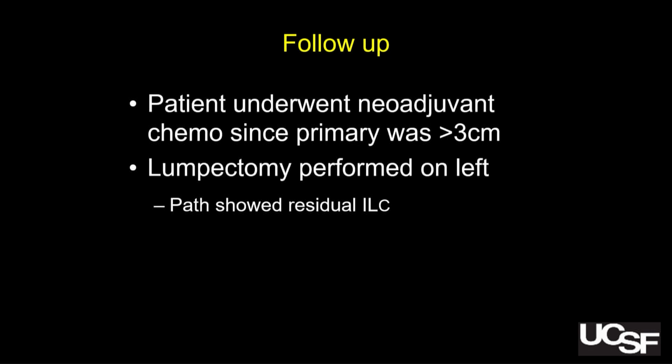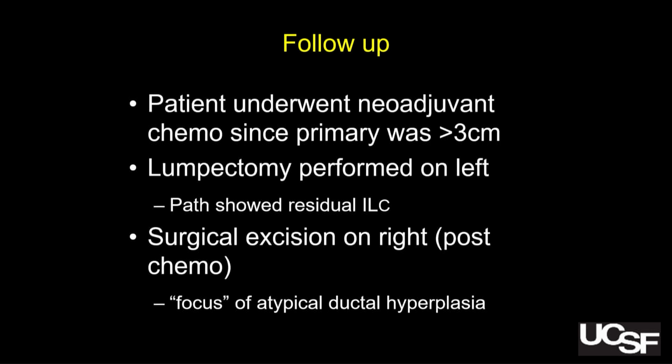And as a radiologist, it's my job to figure out, was this tip of the iceberg and do I think we need maybe additional biopsy even to prove or disprove cancer, versus this is in the bucket of atypias that confers higher risk and just manage the known cancer. So in this case, in the bucket of atypias, lumpectomy was performed on the left. Path showed residual invasive lobular. We also did excise the right after chemo, and they found a focus of atypical ductal hyperplasia.